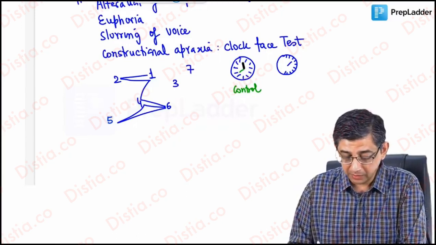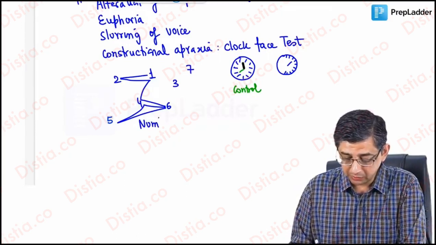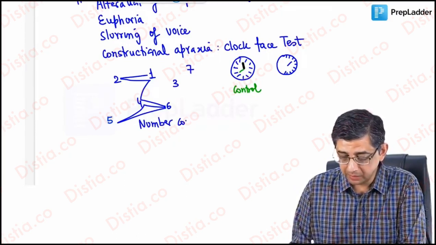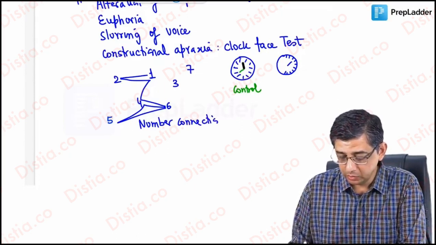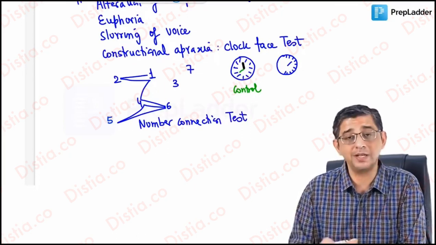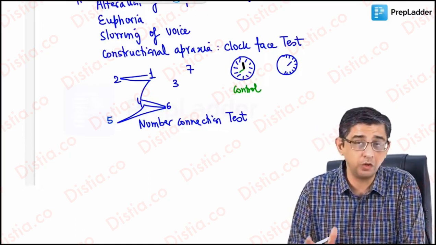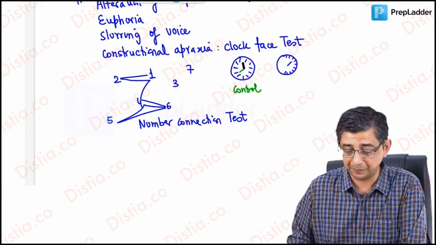The test that I've done here is simply called the number connection test. So I just want you to remember that the clock face test and number connection test can be done by you to identify constructional apraxia manifestations in a patient, which means that the non-dominant parietal lobe is not functioning properly.